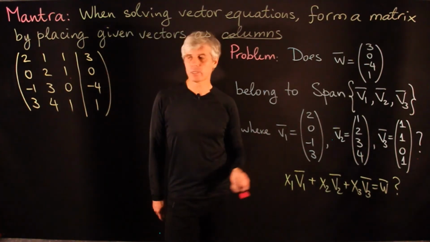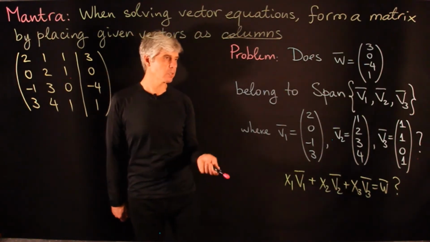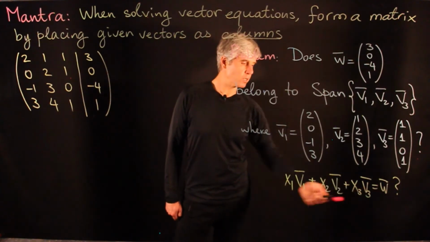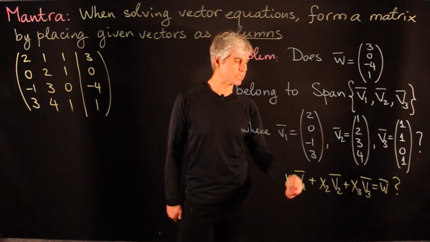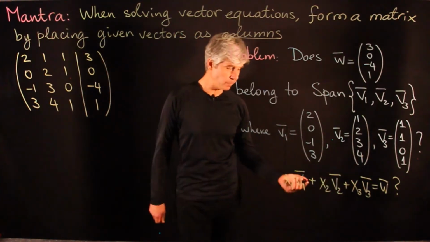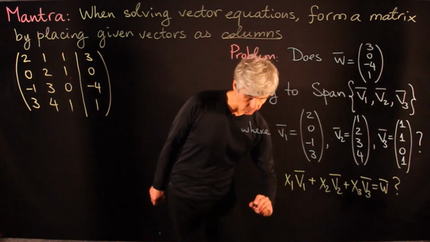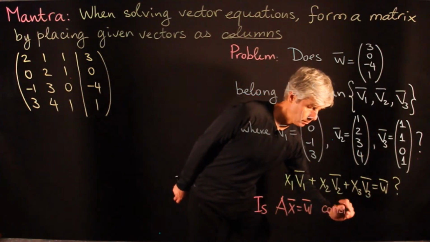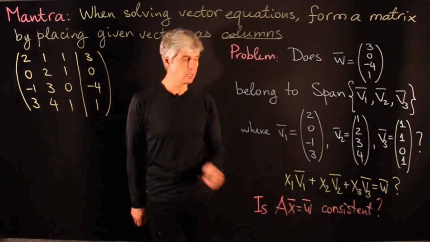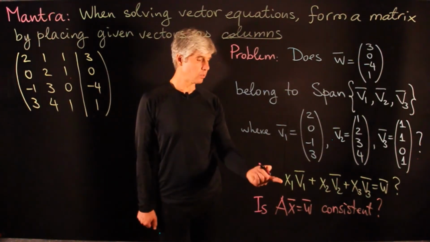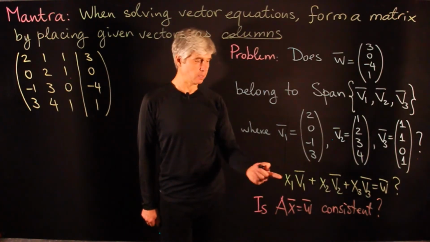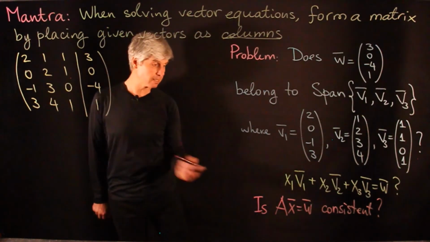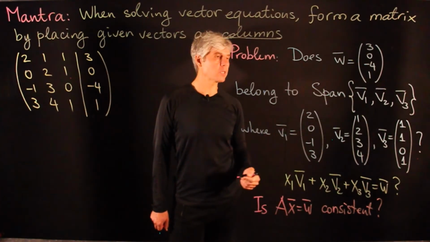So what's the meaning of this question in the language of systems of linear equations? Here we are asking whether a vector belongs to the span of the given 3 vectors. In other words, whether this vector equation is solvable. Are there values of unknowns x1, x2, x3 that give us equality? This becomes equivalent to the question: is the system of linear equations Ax equals w consistent? If the system has a solution, then we get a positive answer to the existence of a solution to this vector equation. And if the system is inconsistent, then the answer to this question about the span is negative.